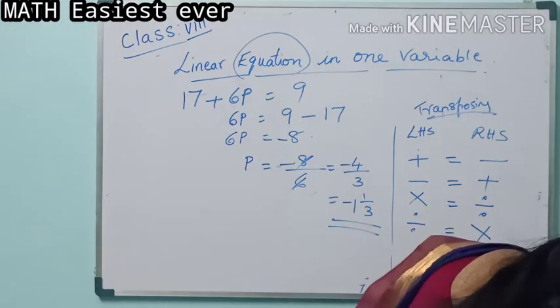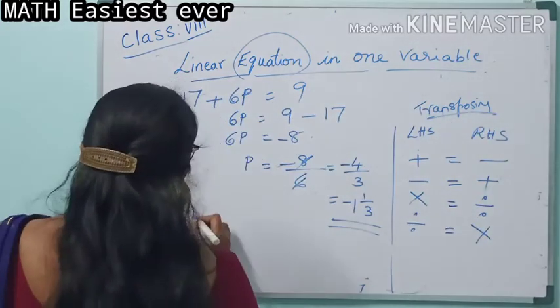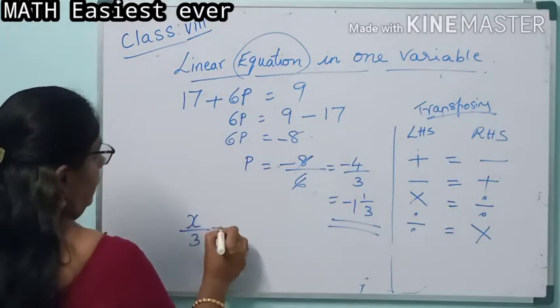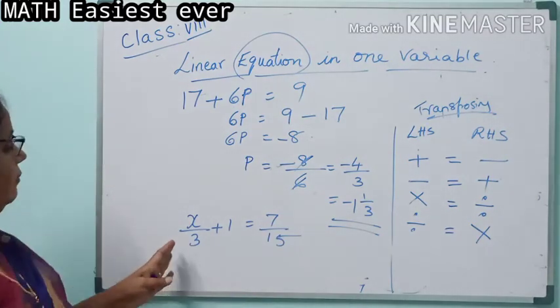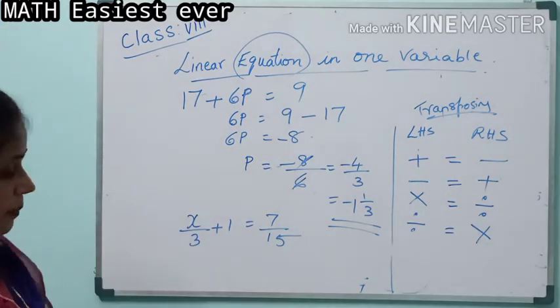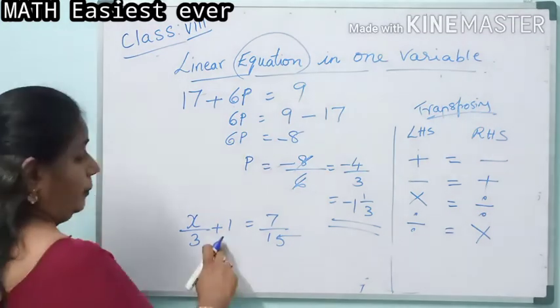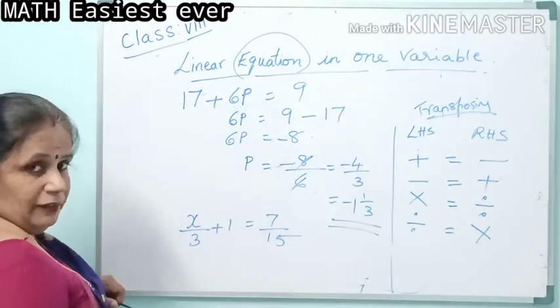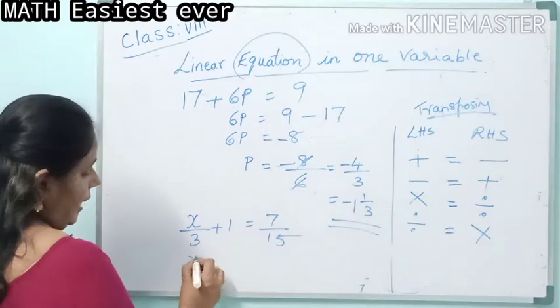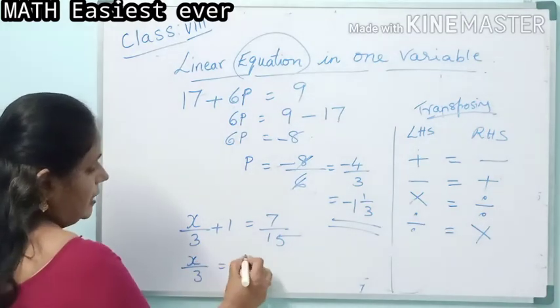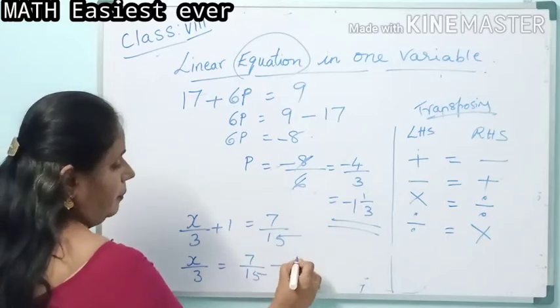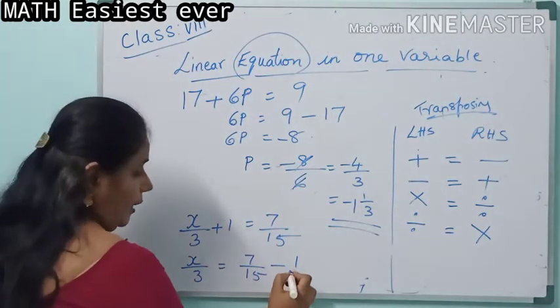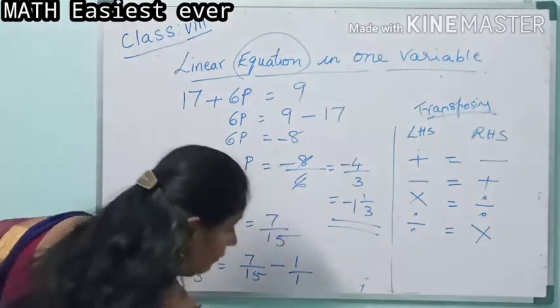It is x by 3 plus 1 is equal to 7 by 15. You have some fractions here. x by 3 plus 1 is equal to 7 by 15. What you do is, x by 3 is equal to 7 by 15, the plus 1 you take to the other side, it becomes minus 1. Minus 1 means you write it as minus 1 by 1.